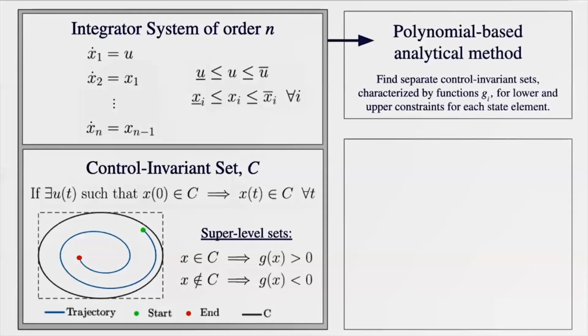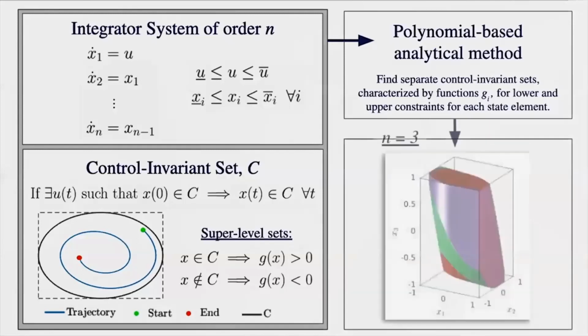Our method to guarantee invariance was based on analyzing each state element's evolution with time, investigating where maximal input would be needed, and thus constructing a G function for each constraint, and finally combining these. For example, this control invariant set is obtained for a triple integrator. In essence, our method is based on finding roots to polynomials, which is challenging for large dimensions.